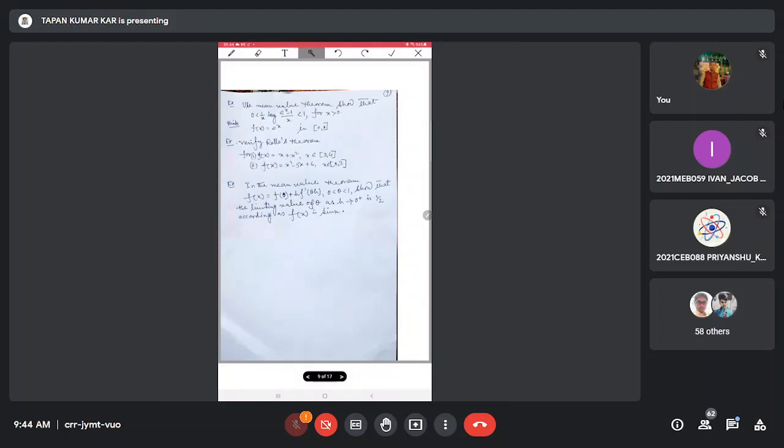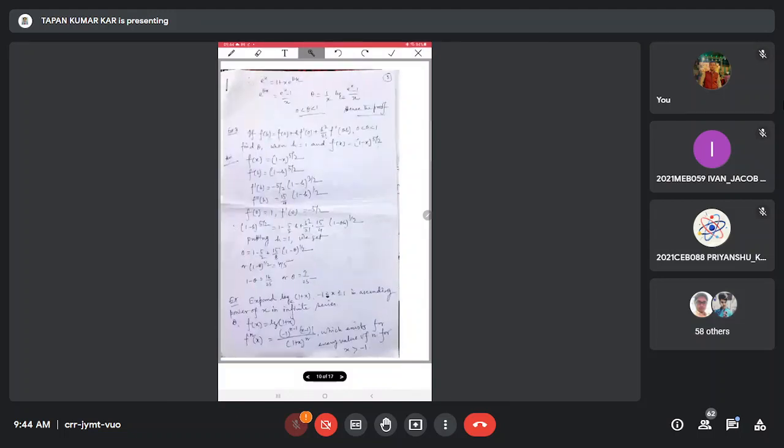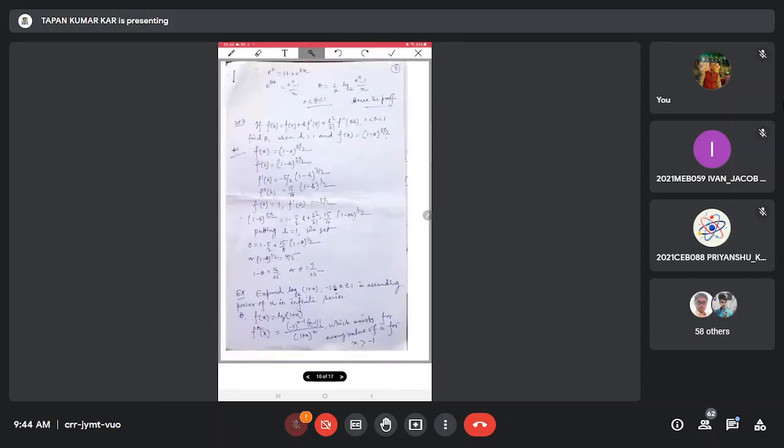So I will upload the third one. Here also, here and there, some different examples are given, and this is the last example. Expand log of 1 plus x in the interval minus 1 less than x less than or equal to 1 in ascending powers of x in infinite series.